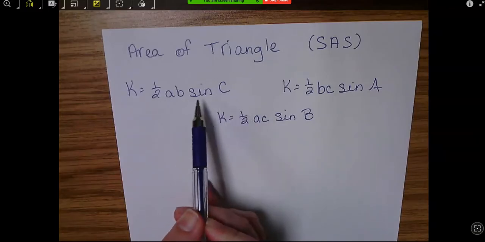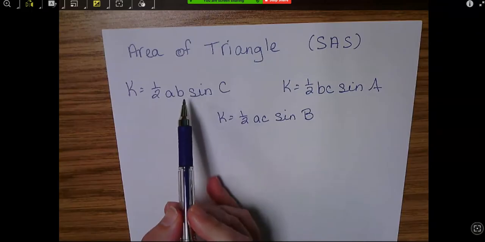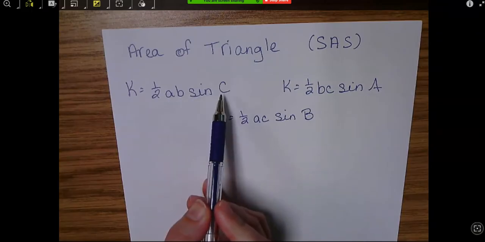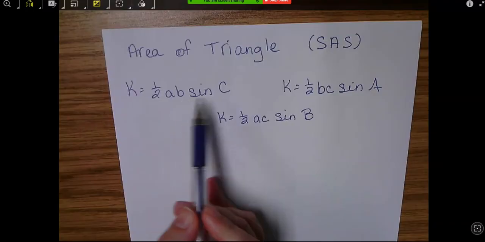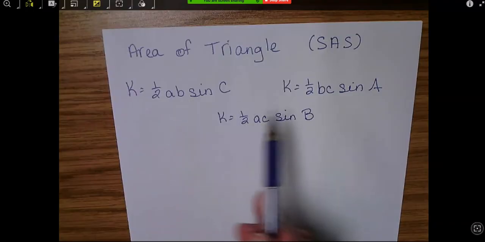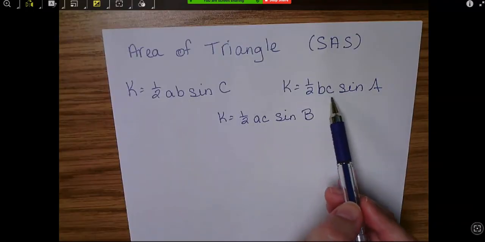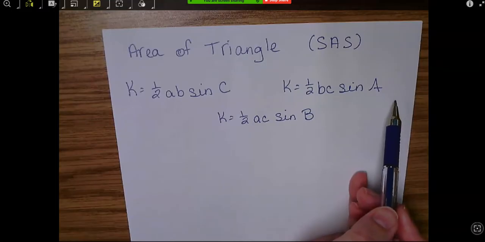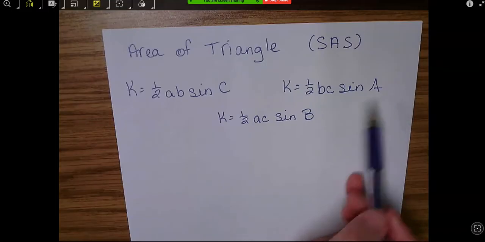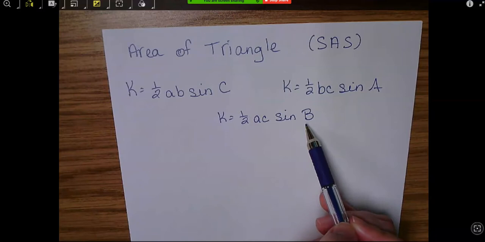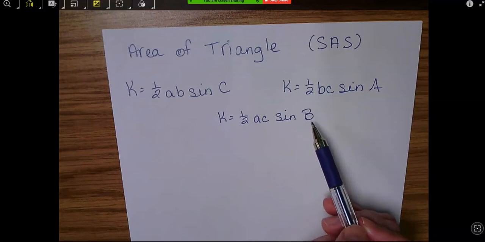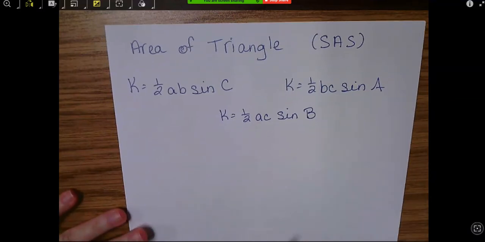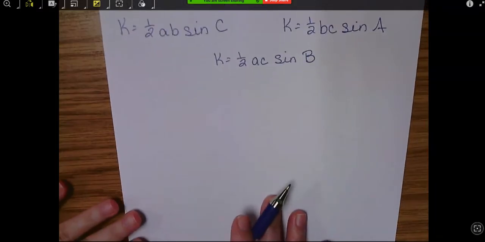And what I want you really to notice is I have one of every letter: two sides and the angle. I could use 1/2 bc sine A. Again, two sides, one angle, or ac sine B. It really doesn't matter what you choose. Okay, so here we go. Let's do an example.